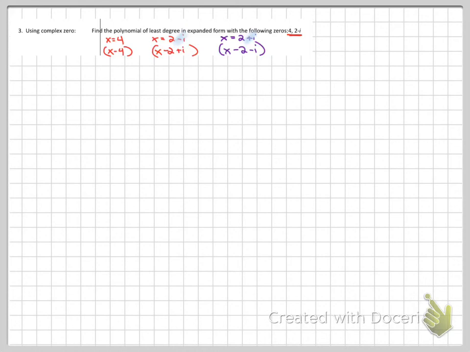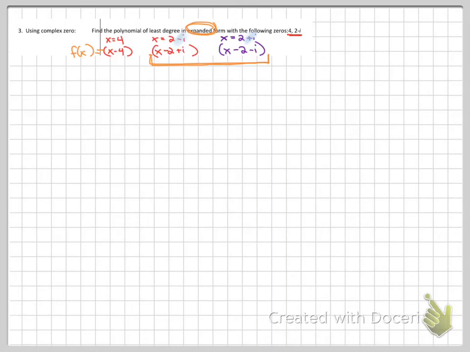We kind of know our polynomial must be f of x equals this. But this is in factored form. It clearly says expanded form, so you must multiply this out. Always multiply your conjugates together first. I talked about how when you multiply conjugates, all those i's should cross out.